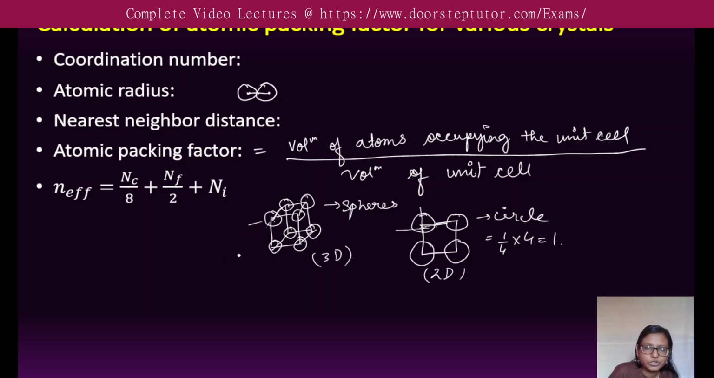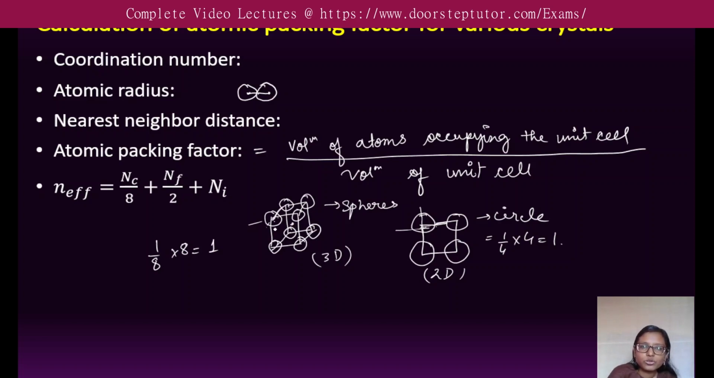Similarly, in this cube, since we require 8 cubes to cover one atom, the contribution of an atom to a unit cell will be 1/8, and there are 8 atoms. So here the effective number of atoms will be 1. In this way, we calculate the effective number of atoms in a unit cell. The contribution of every corner atom in case of 3D lattices will be 1/8. The contribution of every face atom will be half, and the contribution of every interior atom, that is body center atom, will be equal to 1.